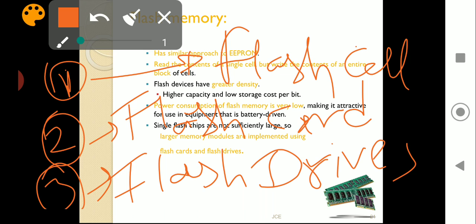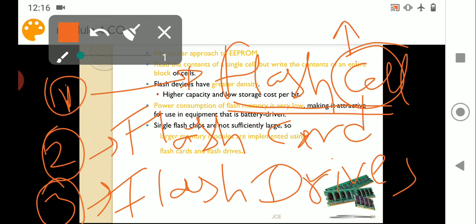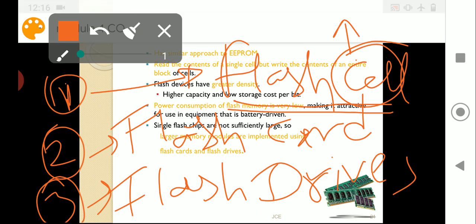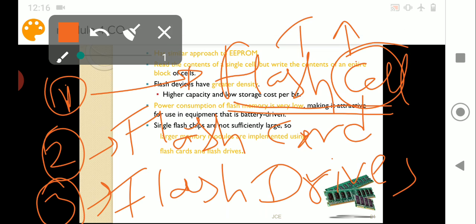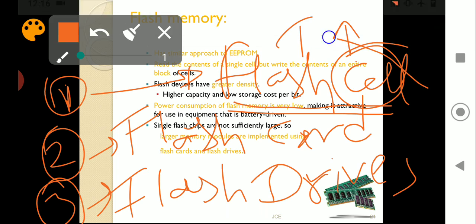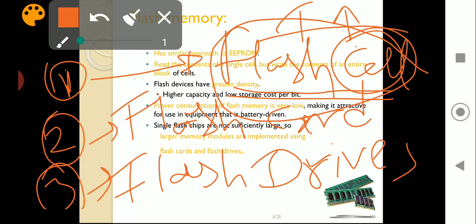Whatever we tried to discuss till now was nothing but regarding your flash cell. Cell is nothing but what now? How a cell is formed? Using the transistor. That's what we have discussed. So is that clear? So flash cell is clear, friends. In the next class, we'll try to check upon your flash card and flash drives. Is that okay? I hope I am clear.